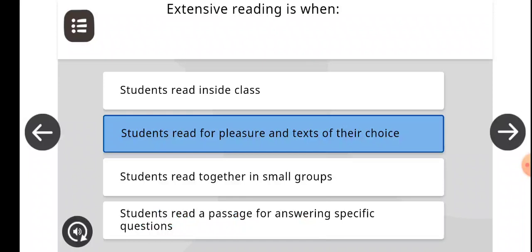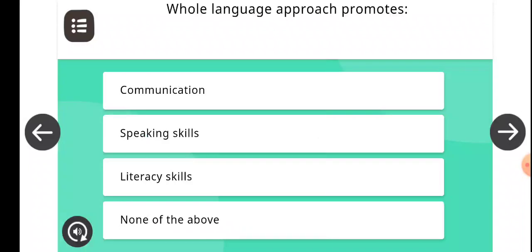If he adopts this type of reading, he can take his own books as per his interest, like stories, or historical things, or very new things, very creative books. As per his interest, he will choose a book and he will read it for pleasure. So option B is the right answer.